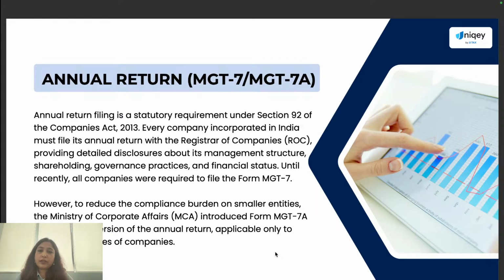Annual return. That is the important part. We have to file it every year, by every company. So, MGT 7 and MGT 7A. What is the difference between them both? MGT 7 is for all companies except small companies. Small companies are required to file MGT 7A, and MGT 7 is required by the other companies. The main reason for introducing Form MGT 7A was to reduce the compliance burden for small entities.